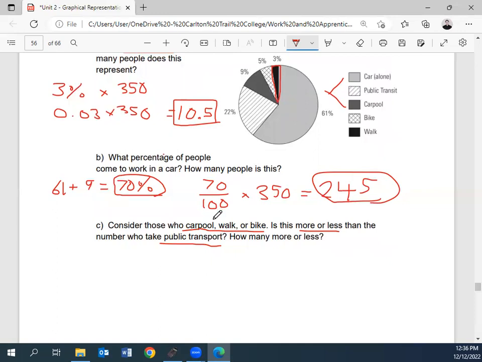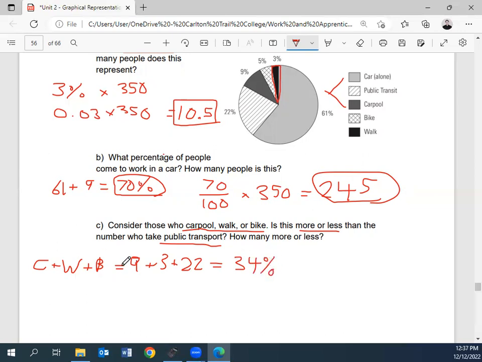Yeah, figure out how many people are carpooling, walking, and biking. So I'll just add those up, right? So I'm just going to put C plus W plus B, carpool plus walk plus bike. For carpooling, I get 9%. For walking, I have 3%. And for biking, I have 22%. So 9 plus 3 plus 22, which gives me 34%. Cool. So I have that figured out.